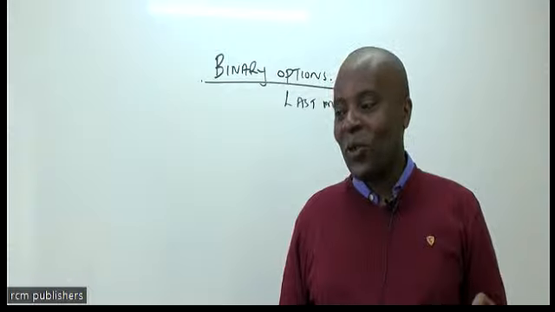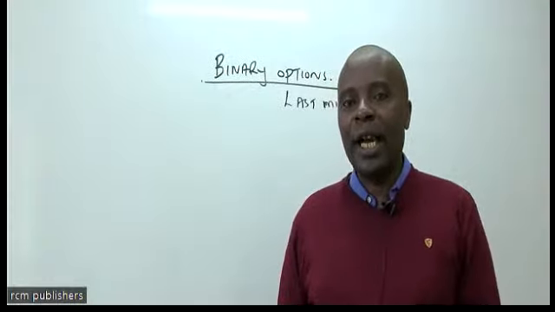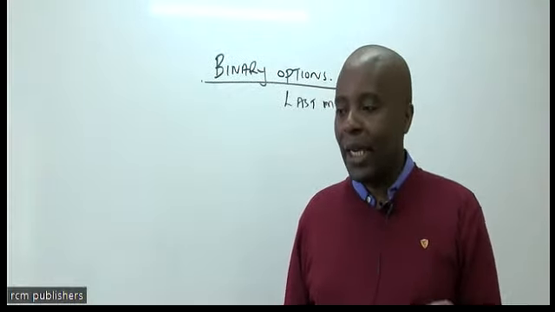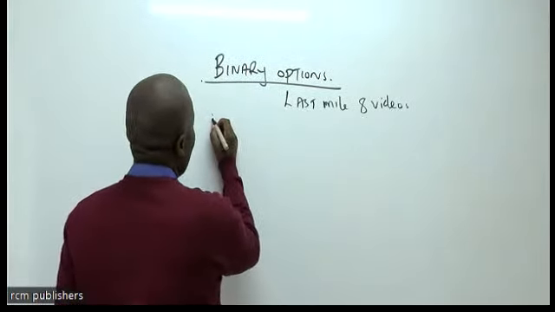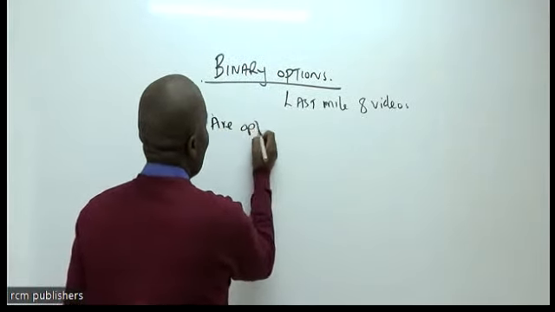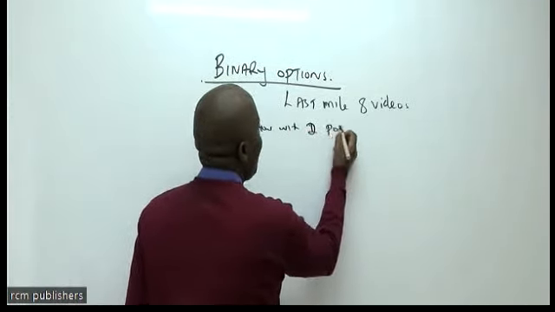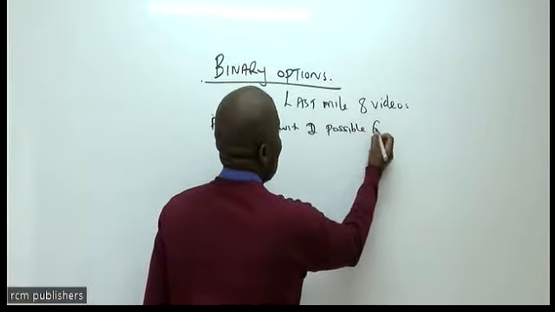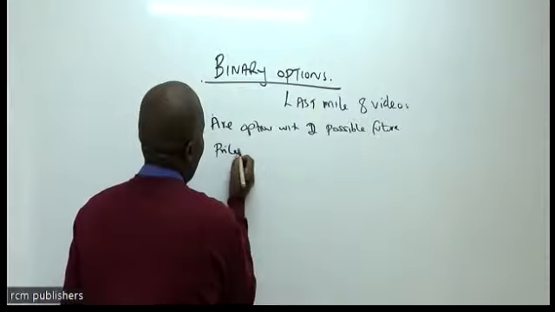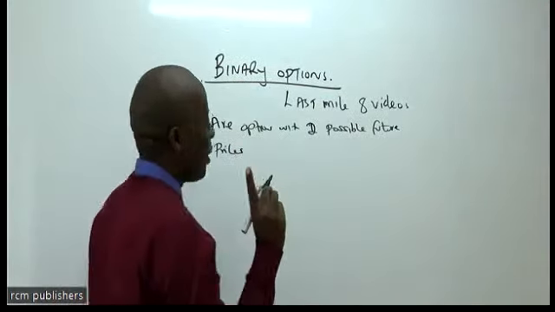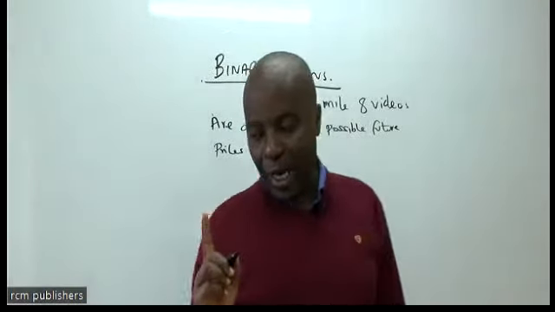Right. So ukisikia jina binary, bi means what here? 2. Bi means 2. 2 possibilities. So basically binary options are options with 2 possible future prizes.